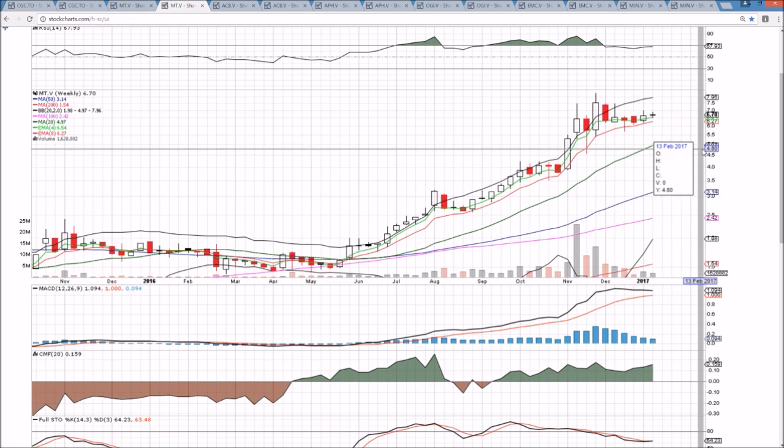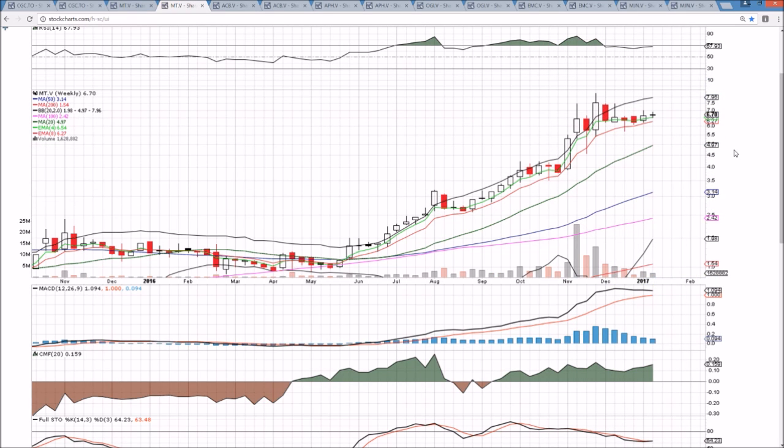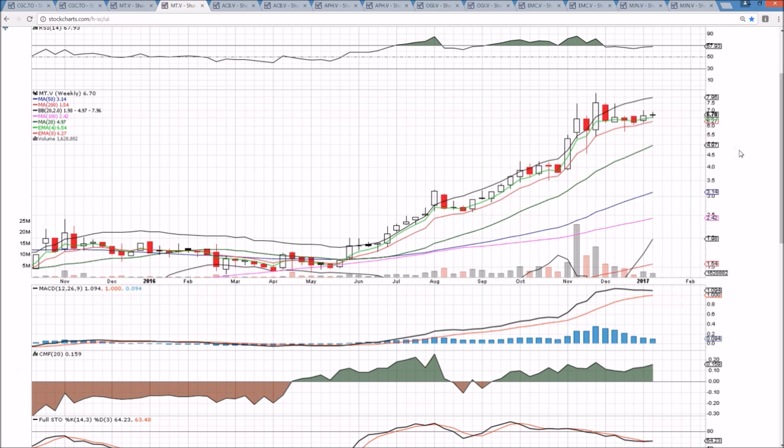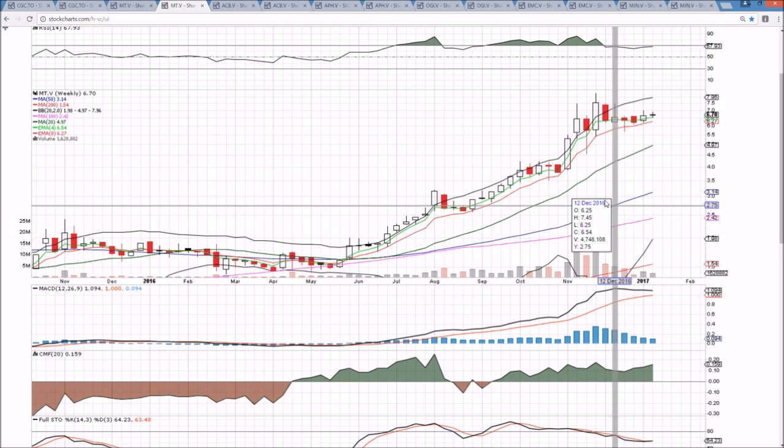Weekly time frame certainly favoring the bulls, holding exponential moving average support. Inside candlestick to watch next week with a range of 6.51 to 6.89, and looking for a clear break of these tightening daily channels.